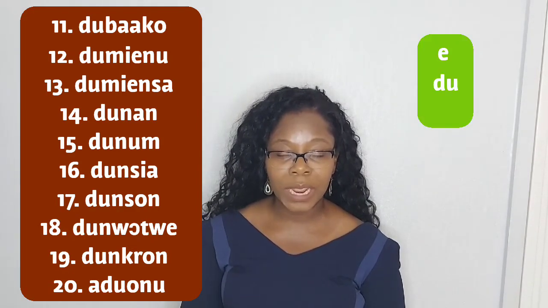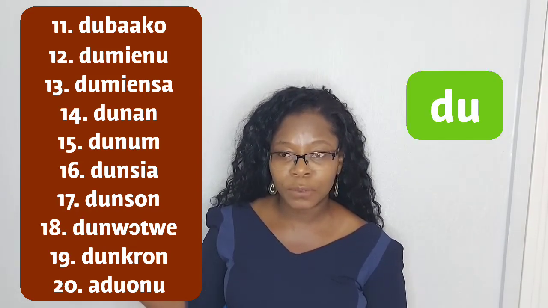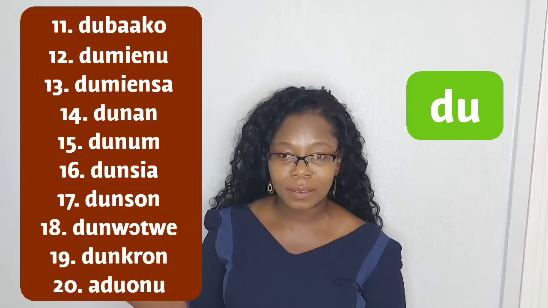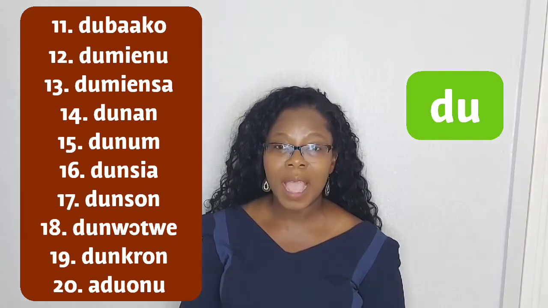So as you can see, we said 10 is edu. We take the e from the edu and then we add all the numbers 1 to 9 onto the du, if you have seen the pattern, to give us our 11 to 19. Then 20 is aduonu. So it becomes easy.